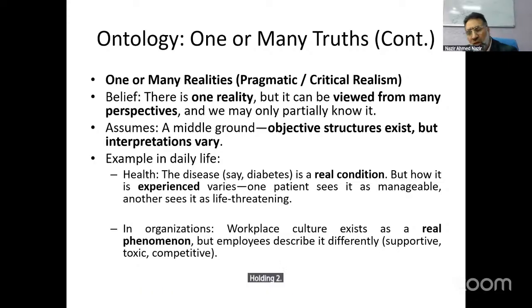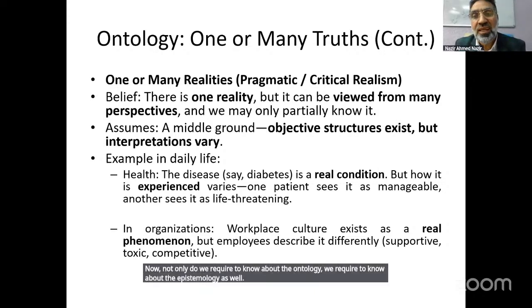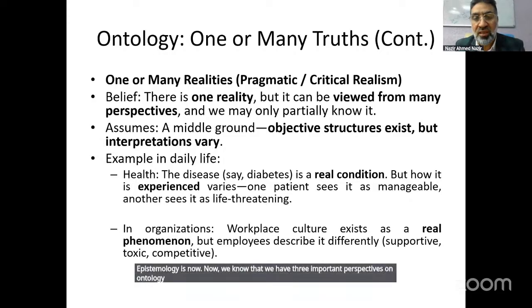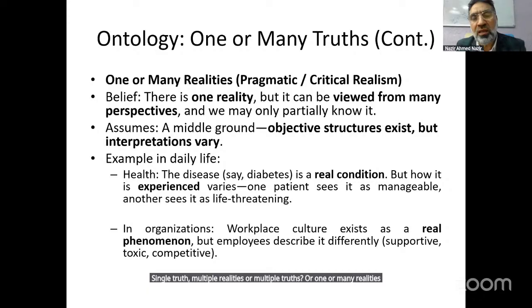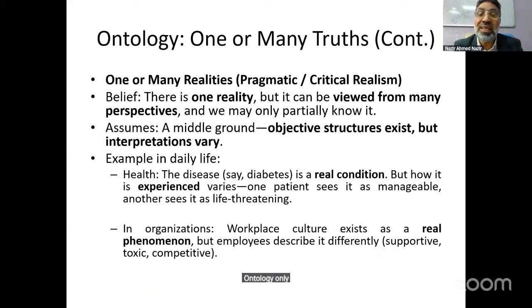Now, not only do we require to know about the ontology, we require to know about the epistemology as well. We know that we have three important perspectives on ontology: single truth, multiple realities or multiple truths, or one or many realities or one or many truths. That is the existence of reality. Ontology only speaks about the existence of reality, what is in existence.